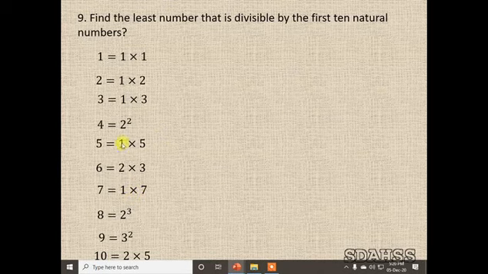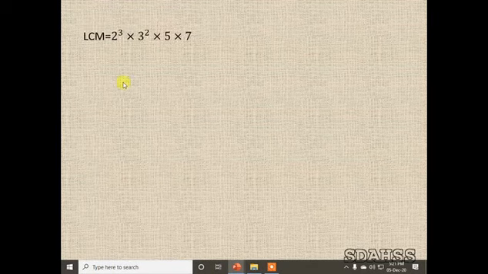So for that you have to compare all the factors and write the highest power factor. For 2 the highest power is 2 power 3. For 3 the highest power is 3 square. And then you have to write the remaining factors 5 and 7. So the factors are 2 power 3, 3 square into 5 into 7.